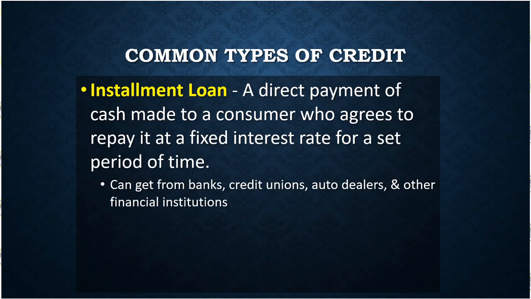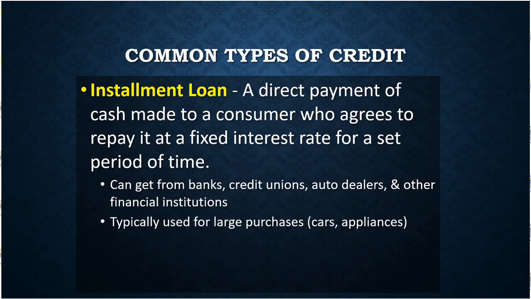You can get an installment loan from banks and credit unions and other financial institutions, but you can also get them from auto dealers or other places like the Nebraska Furniture Mart that deal with high dollar items that people might not be able to pay for with cash when they walk out the door. Installment loans are generally reserved for larger purchases like cars, appliances, things of that nature, because every time you do an installment loan, there's paperwork that you have to fill out, and there are explanations that have to be done according to law. And so it's a relatively time-consuming process.